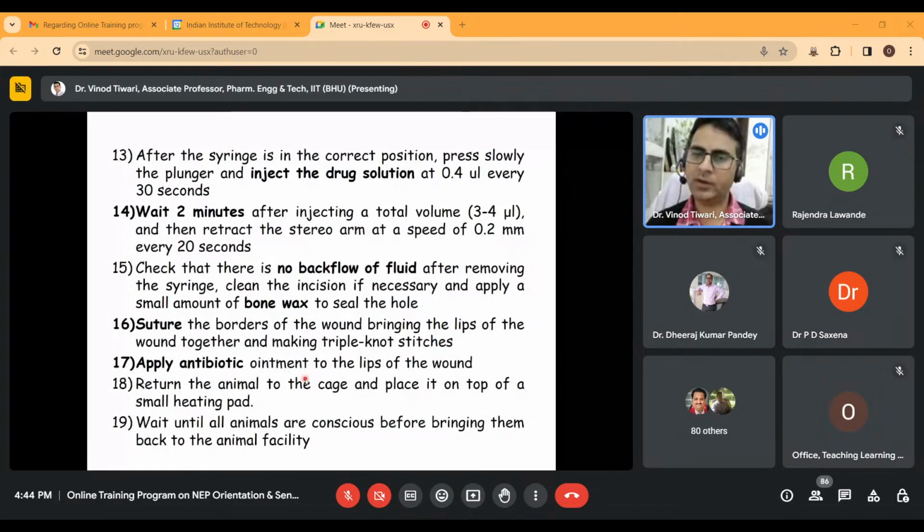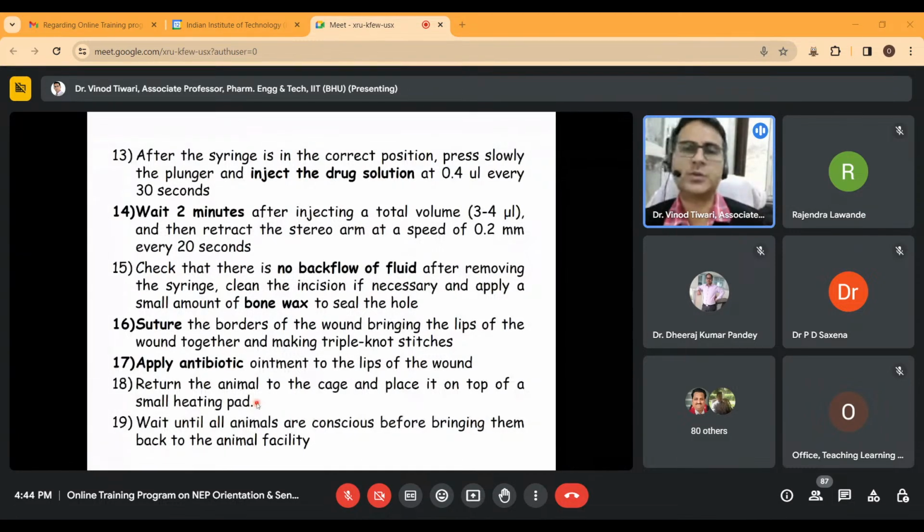And then apply the antibiotic ointment so that you can prevent infection in these animals, and then return the animals to the cage and place it on top of a small heating pad. This is very, very important, and then you have to wait until the animal recovers from the anesthesia.